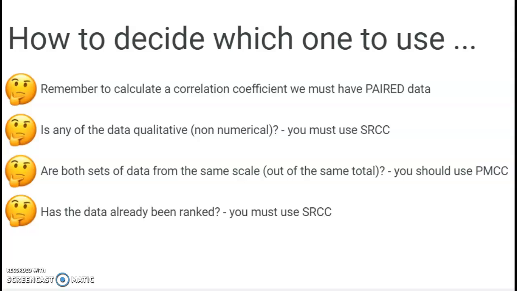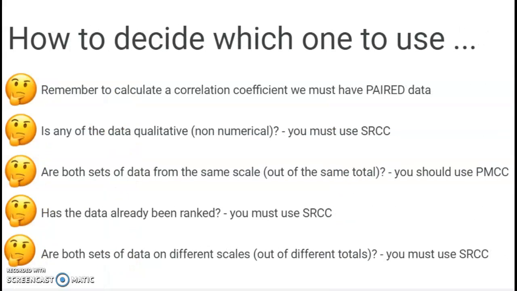Has the data already been ranked? Now, sometimes when you get given a data set, you don't get given the raw scores or the raw times, you just get given the positions. So, for example, if somebody runs a race, you might not be told their race times, you might just be told who came in first, second or third. If the data has already been ranked, I cannot calculate PMCC. I have to use SRCC because I don't know the raw data. And finally, if my data is on different scales, and I think we've covered this in point 3, then I should be using SRCC because they're not comparable.